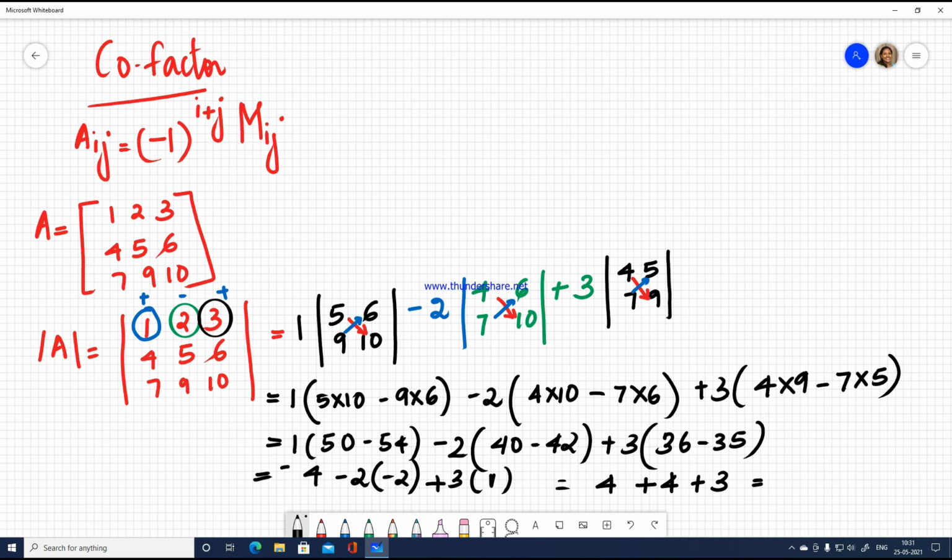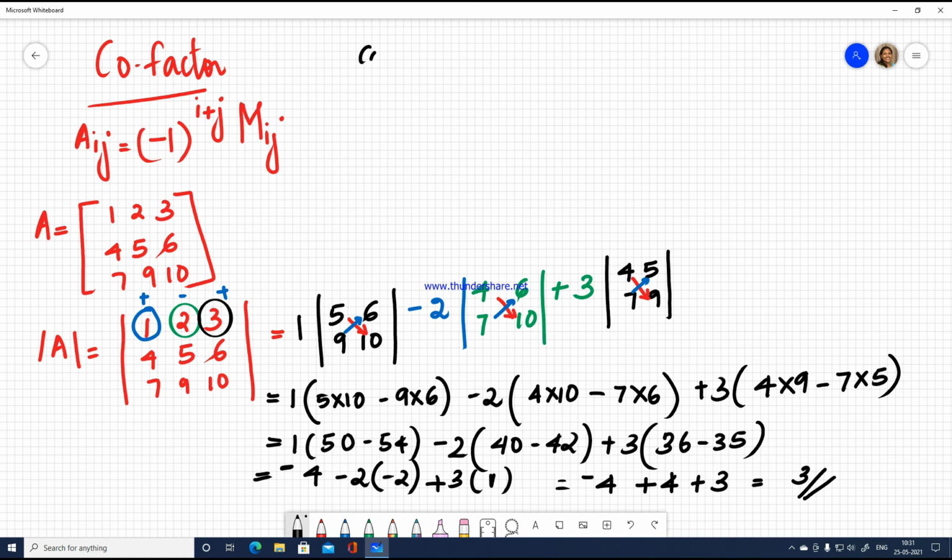So this is minus 4, plus 4, plus 3. So we get the determinant value as 3. Okay, so the determinant value is 3.